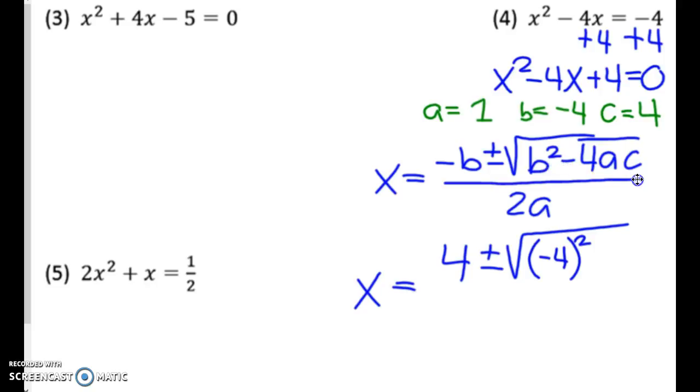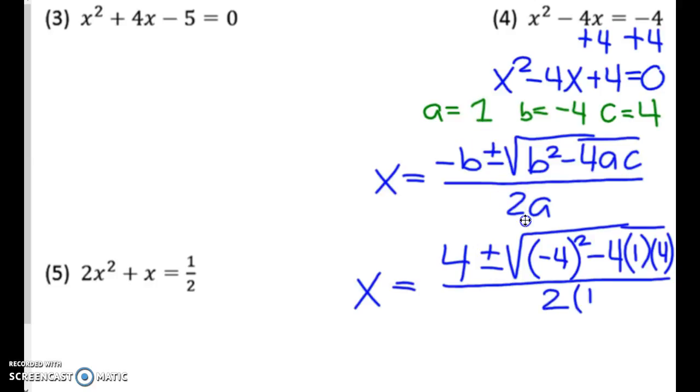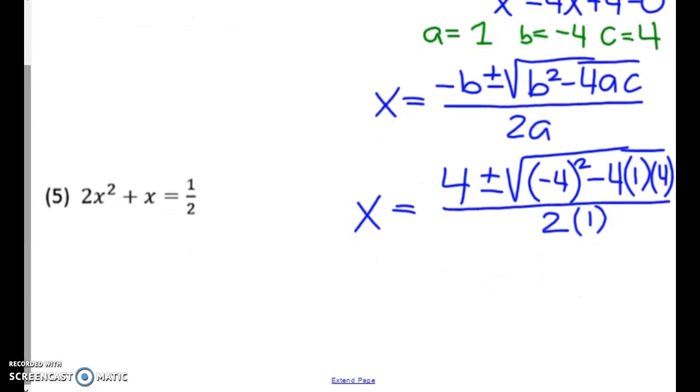And then I'm going to fill the rest of this out. So minus 4, and then my a is 1, my c is 4. And we're going to divide that all by 2a. So 2 times 1, which is just going to be a 2. Now, if you want to write 2 times 1 like that, that's fine, especially as you're learning this, that's not a problem.